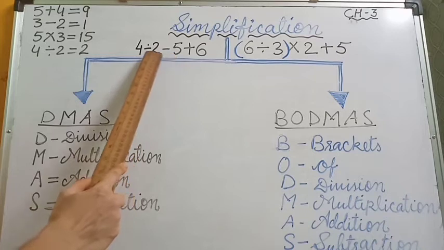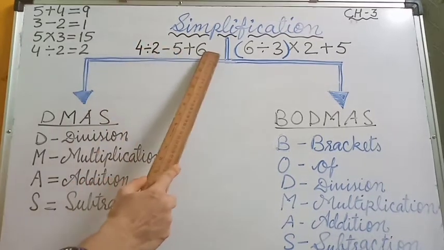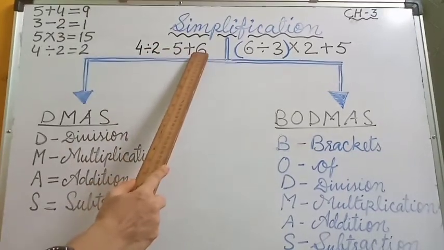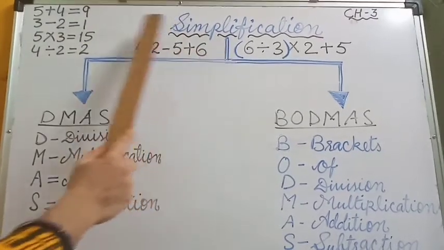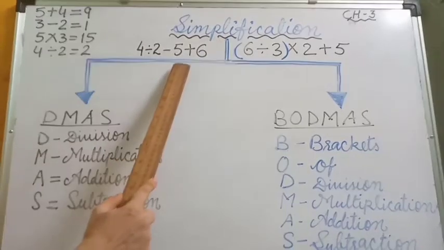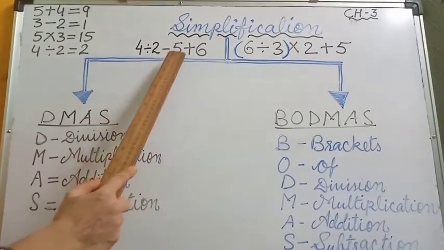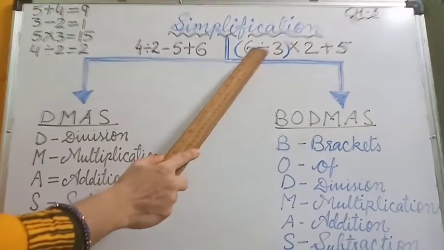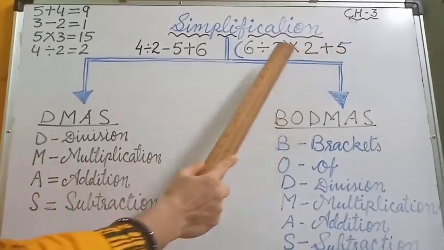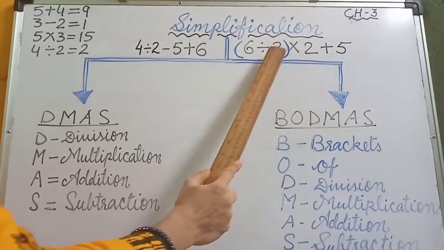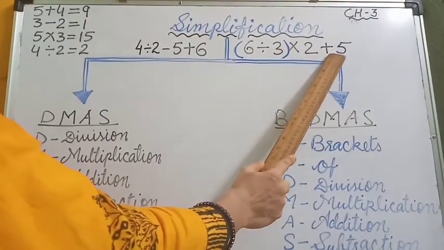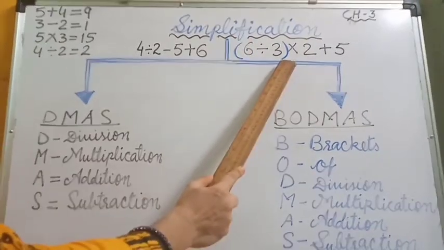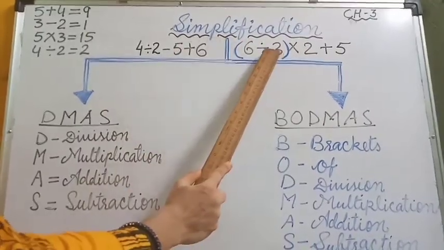Look at here. Here you can see in this expression three operations are there: division, subtraction and addition. So how to solve this type of expression? To solve this type of expression we need to follow some rules. Here also you can see this expression is having three operations: division, multiplication and addition, as well as you can see the bracket also. So how to solve this type of expression?